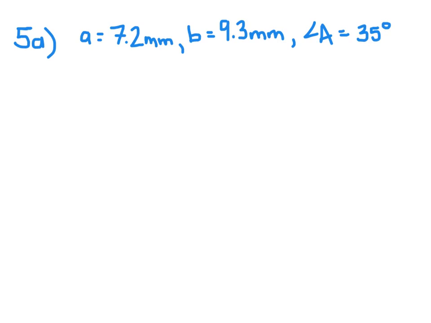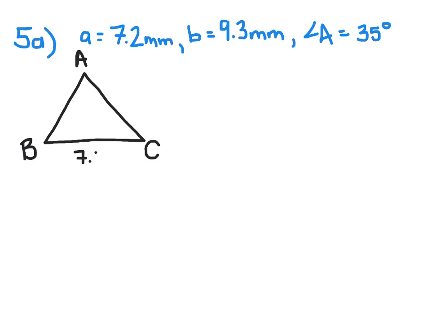So what I'm going to do, and this is what I always do, is draw a triangle, and I always draw a triangle pretty much the same way every time. Remember, this is just theoretical math. So this is triangle ABC. We know that little a, which is across from big A, is 7.2 millimeters. Little b, which is across from big B, is 9.3 millimeters. And angle big A is 35 degrees. So this is the information that we're given.